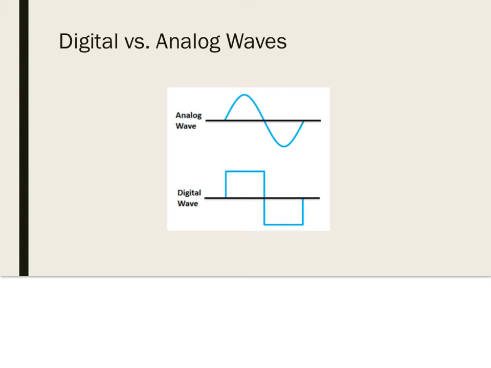It's known as a binary code. This accounts for the square shape of digital waves. So each part of the wave has only one clearly defined value.